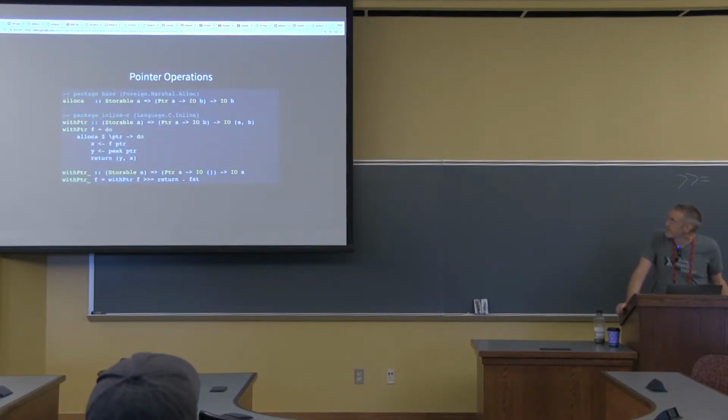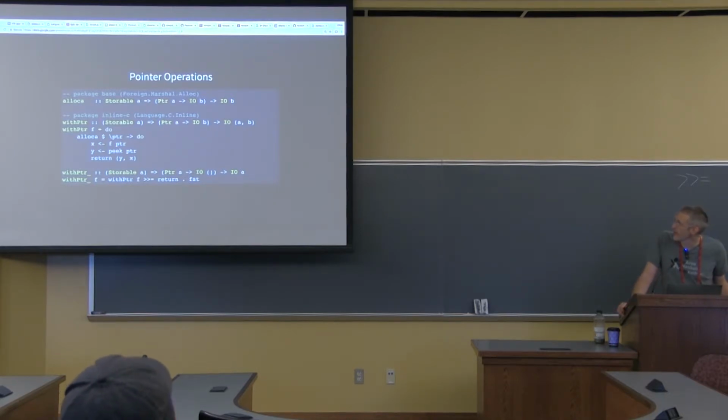So one of the main functions that's useful for dealing with pointers is alloca. So alloca f simply executes the computation f, which takes a Ptr a to IO of b. And in doing so, it will actually allocate a Ptr a for f to use. So this sort of works like a local stack variable in another language, and then the memory is freed when f terminates. So we can get lexically scoped allocation of low-level data types.